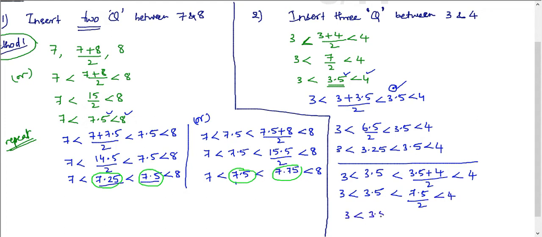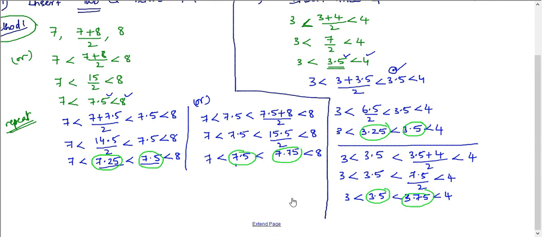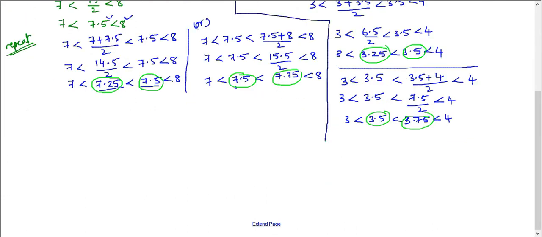3 less than 3.5 less than, 2 3s are 6, yes, and then we have 15, which can be 2 7s are, 3.75 less than 4. Okay, so yes, we got two numbers here. Although our question says 3, isn't it? What do you expect? We have to do one more set, isn't it? So let us see how to do one more set.